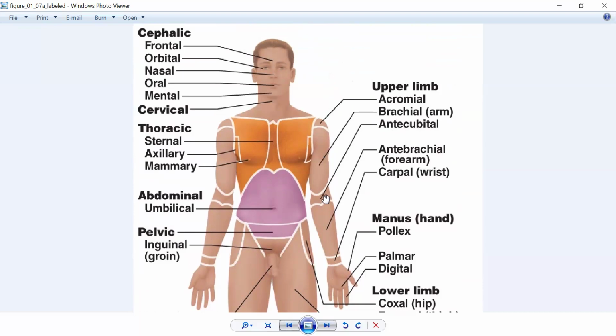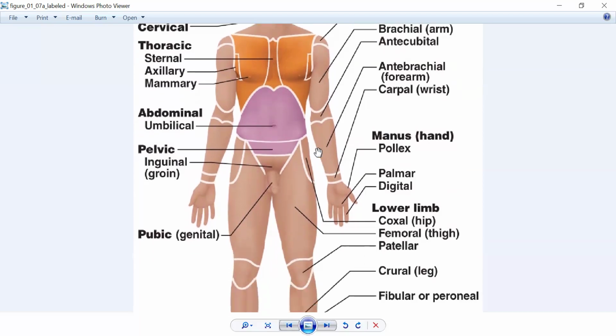The elbow is antebrachial. Your forearm is, wait, did I say, let me go back. Antecubital, my bad. Your elbow is antecubital and your forearm is antebrachial. I need to slow down. Your wrist region is carpal. The whole hand is referred to as manus. The big thumb is pollex. Your fingers are referred to as digitals. The palm of the hand is palmar.